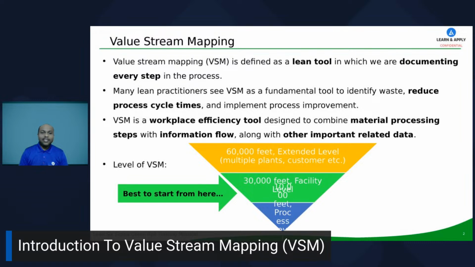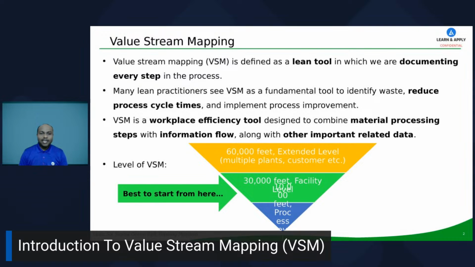So this is called the extended level or 60,000 feet level of value stream mapping. The second level is 30,000 feet. It is also called the facility level, in which we are going to consider one organization for the study. This is the best point to start with. Why so? Because this gives you the clarity and scope for improvement very easily. If you want to see results, we get very effective results when we start with this facility level map.